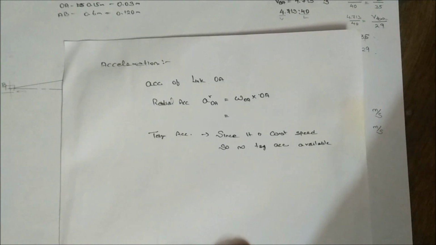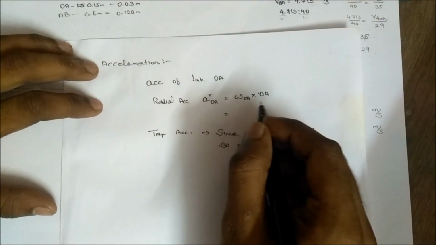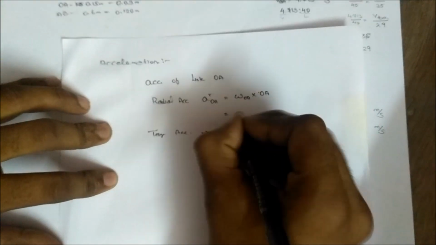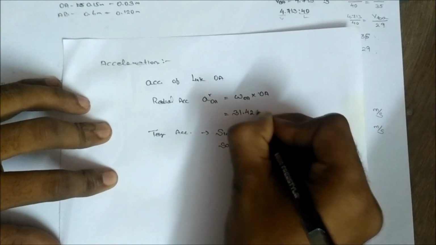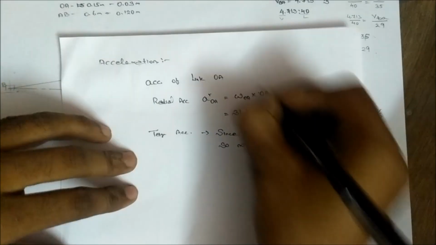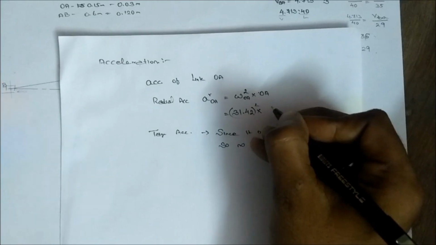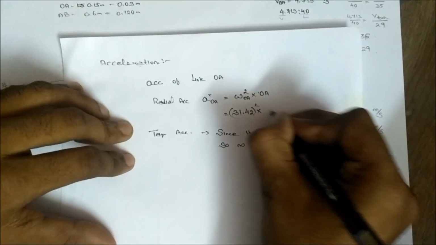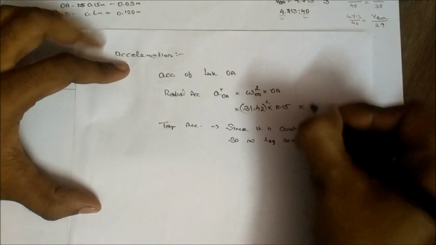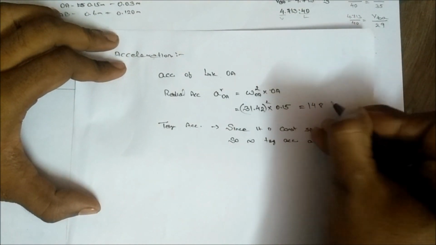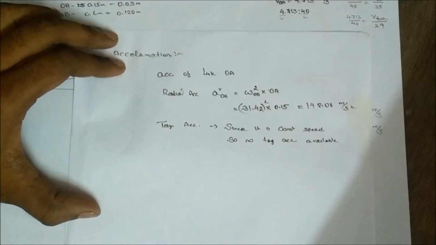Now we will calculate the radial acceleration. So omega is 31.42 into, sorry, it is omega square, times the OA length, which is 0.15. The value is 148.08 meters per second square.